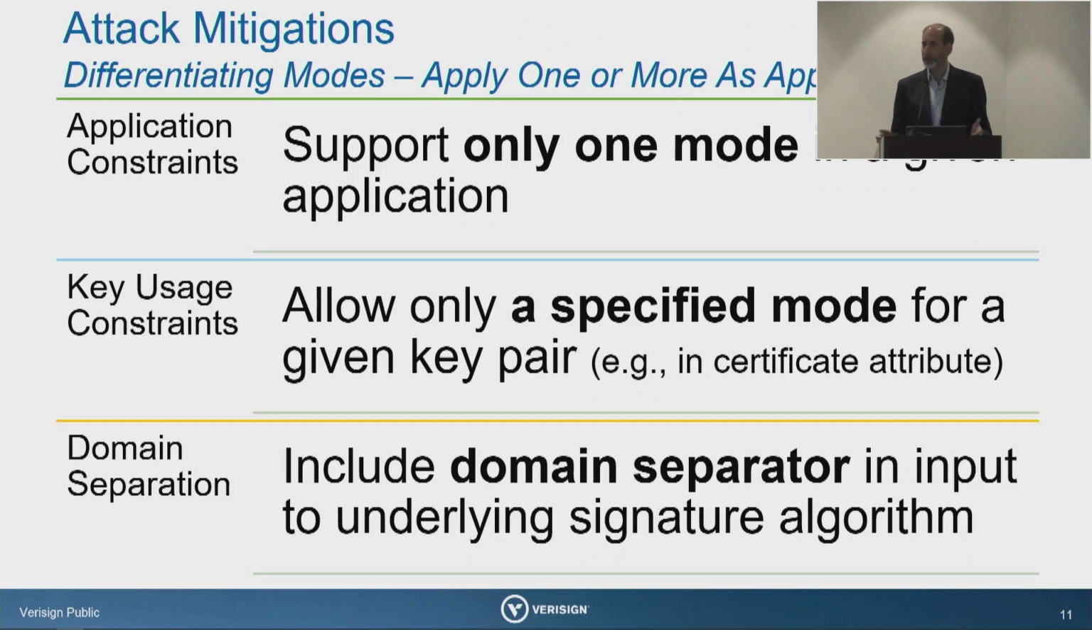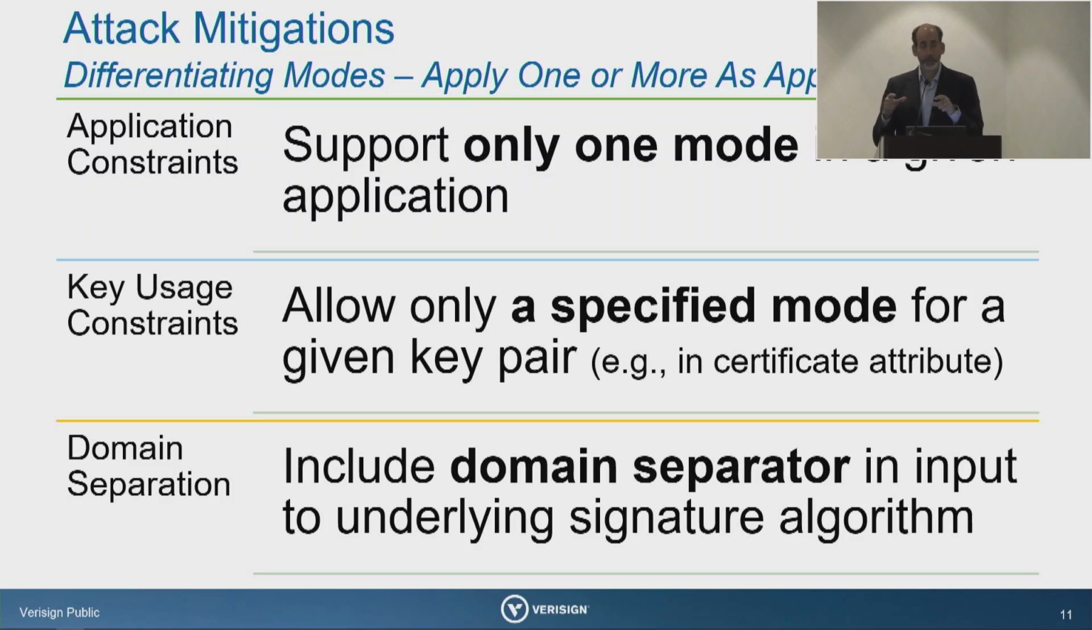So the reason that these attacks have not been more successful over time is that applications have done one of 3 things. So one, you can have an application constraint that says we only support one mode, only one way of formatting the input to the signing and verification operation. If the verifiers only do prehash or only do pure, the verifier is not going to get confused. You might be more specific about that and say for a given key pair, we only allow one thing, and that could be indicated in a certificate attribute.